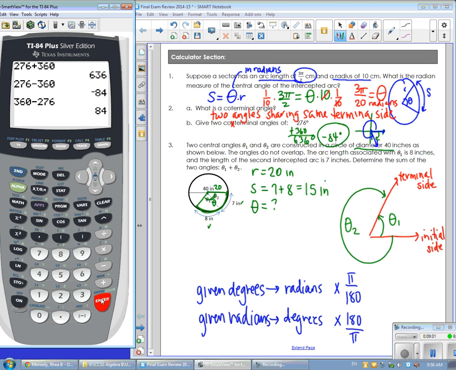I'm trying to figure out my interior angle, which is exactly what we did in number 1. So in this case, I'm going to take my arc length, which we know is 15, and set that equal to theta times r, which in this case is 20. If I divide both sides by 20, this time it's a little bit easier: 15 divided by 20 is 3/4 or 0.75, and that is theta.